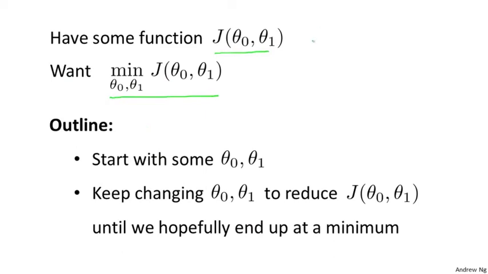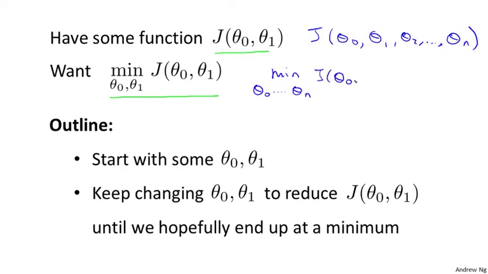Just as an aside, it turns out that gradient descent actually applies to more general functions. So imagine if you have a function J of theta 0, theta 1, theta 2, up to, say, some theta n, and you want to minimize over theta 0 up to theta n of this J. It turns out gradient descent is an algorithm for solving this more general problem, but for the sake of brevity, for the sake of succinctness of notation, I'm just going to pretend I have only 2 parameters throughout the rest of this video.